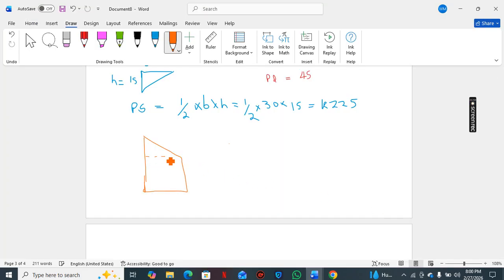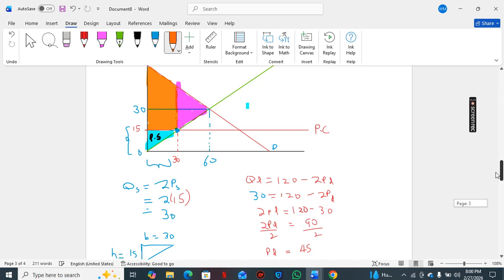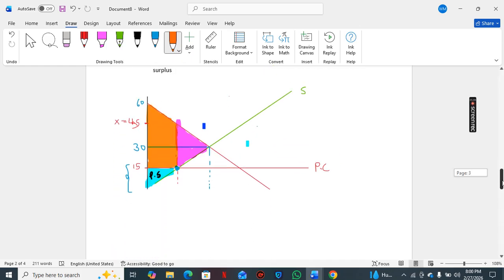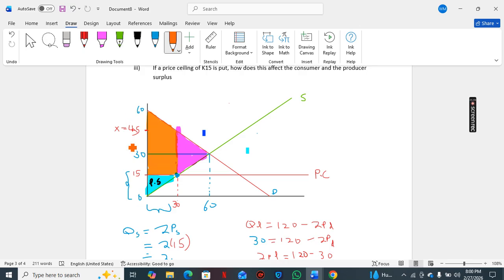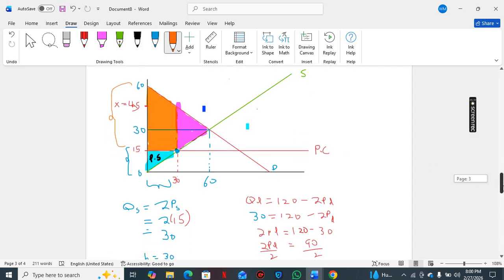So a trapezium can be broken down into a triangle and a rectangle. So we just need to get these heights. The total height of this trapezium is from 15 units to 60, so 60 minus 15 is 45. That's the total height, from 15 kwacha up to 60 kwacha. The height is 45.